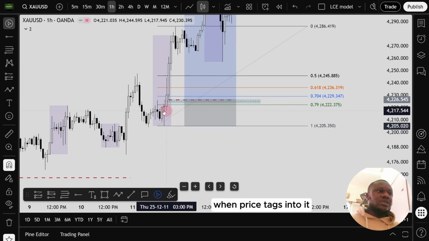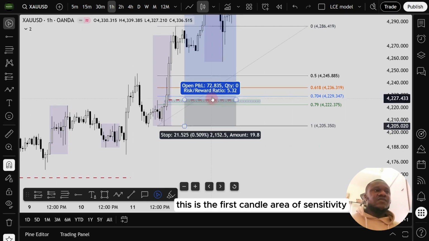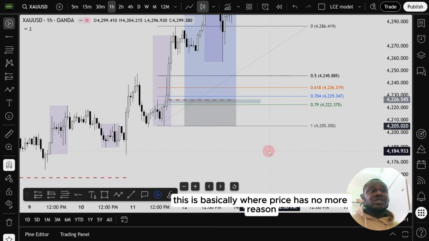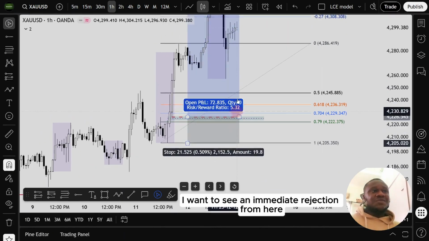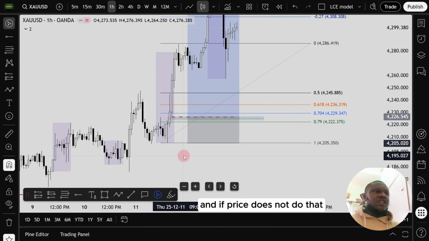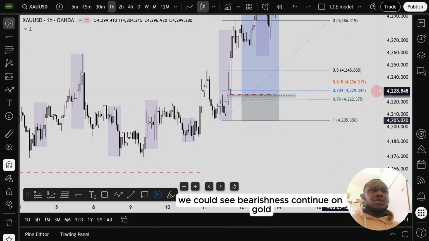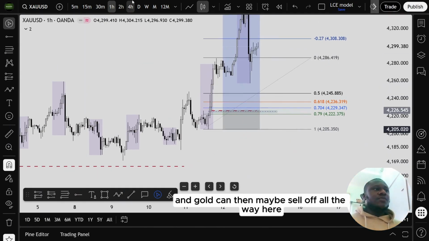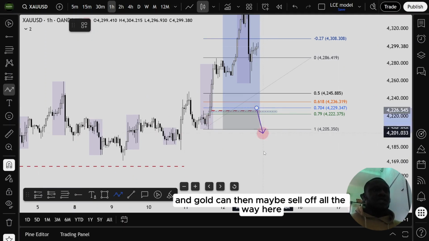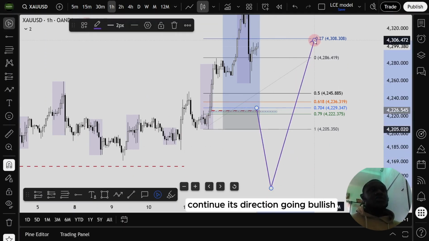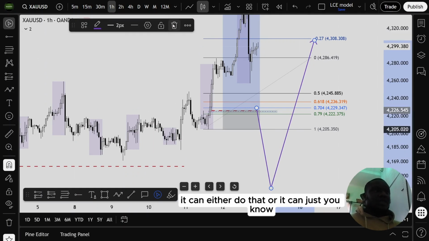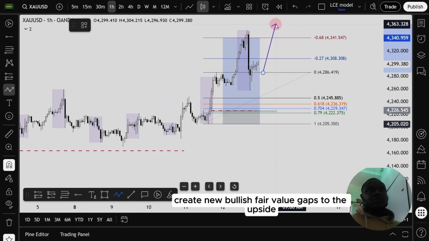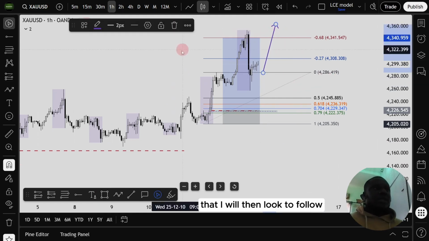When price tags into it, this is the first candle area of sensitivity. It will tag that too, and this is basically where price has no more reason to keep selling. I want to see an immediate rejection from here, and if price does not do that, we could see bearishness continue on gold and maybe see a low sweep here, and gold can then maybe sell off all the way here, continue its direction going bullish. It can either do that or it can just create new bullish fair value gaps to the upside that I would then look to follow.